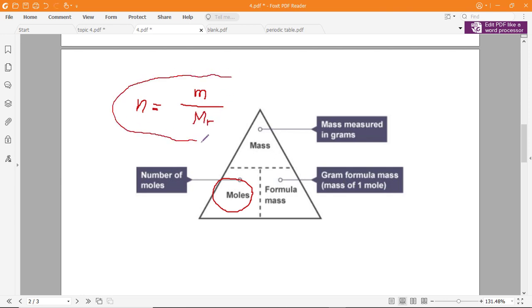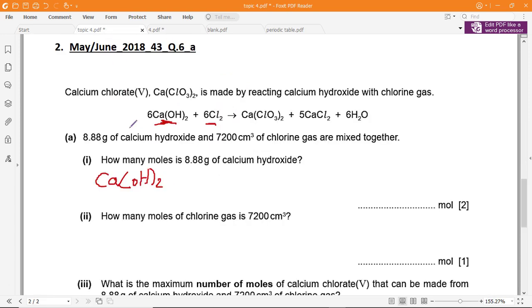Actually, guys, we need to memorize this expression because it's really important. We're gonna use it so many times. So it's important to memorize that number of moles you can calculate by taking the given mass divided by the molecular mass of the same substance. So actually we need to calculate Mr first of all. So let's go. We need to calculate the mass of 1 mole. So this is 1 mole of calcium hydroxide equals.